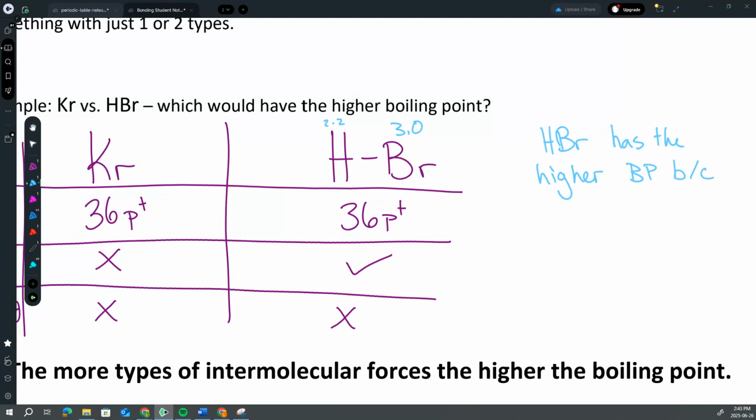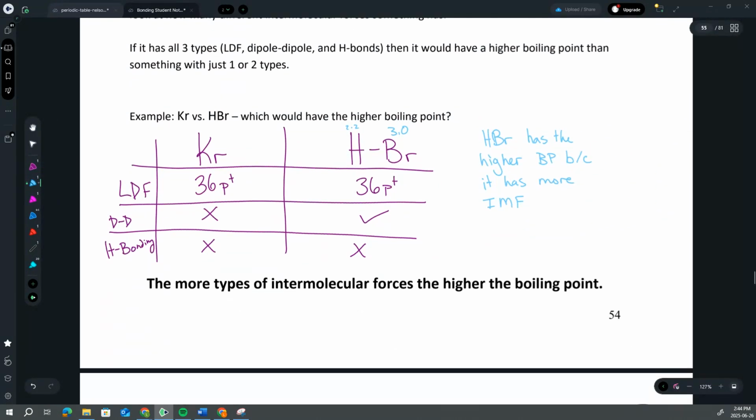So hydrogen bromide has the higher boiling point because it has more intermolecular forces, which I'm going to abbreviate as IMF, intermolecular forces. Okay, so very important that the more types of intermolecular forces a compound has, the higher its boiling point will be.